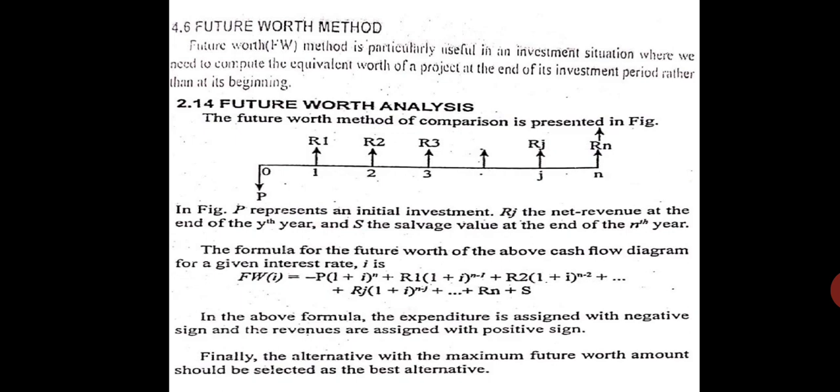You can see in the above formula the expenditure is assigned a negative sign and the revenues are assigned a positive sign. So whatever incoming money is there, that is our revenue, this is positive. Whatever is outgoing is expenditure, that is negative. So how to make the selection when you are comparing 2-3 proposals? When you have to select one out of the 2-3, you will choose the alternative with the maximum future worth amount. That should be positive and maximum. Then only are you going to consider that project or alternative.